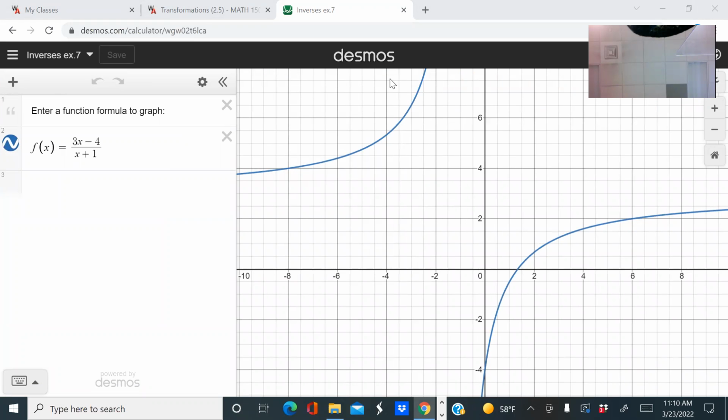So it's kind of a funny graph there. Notice there's a break in the graph right here. There's a break in the graph right there. What value is that on the x-axis?